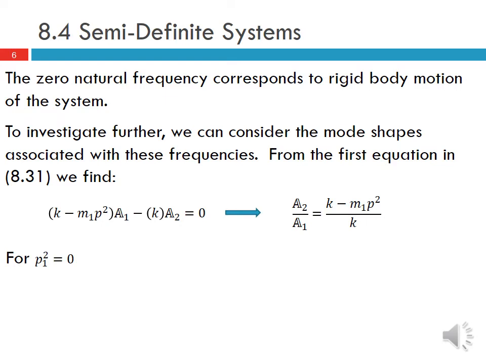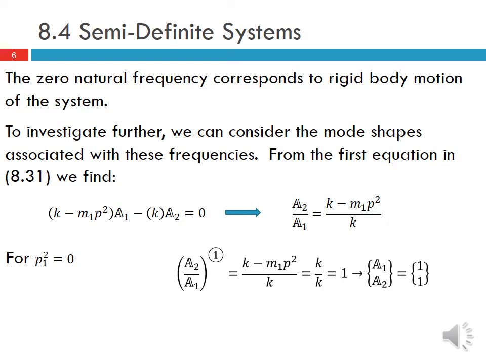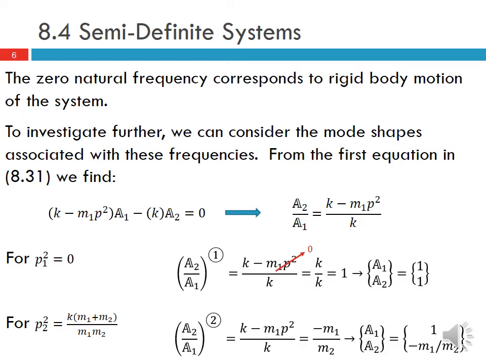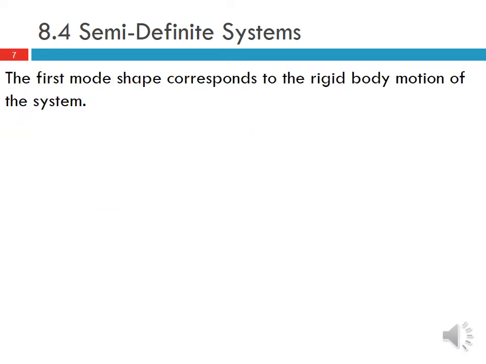For p1 squared equal to 0, we get the mode shape 1, 1, if we plug in p squared equal to 0 here. For p2 squared equal to k times m1 plus m2 over m1 times m2, we plug in our p squared, and we get that our mode shape is 1 and minus m1 over m2. The first mode shape corresponds to the rigid body motion of the system.